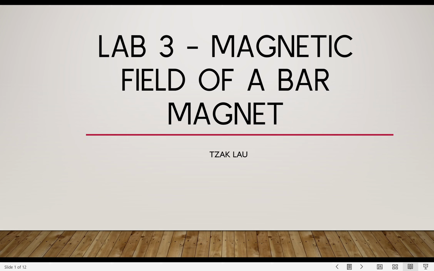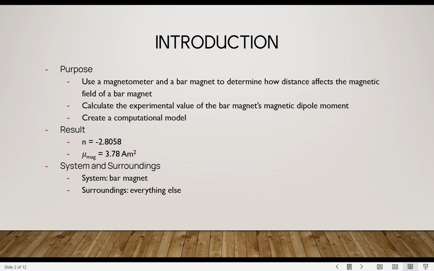Good afternoon. Today I'll be presenting our third lab, which is focused on exploring the magnetic field of the bar magnet. In this experiment, we used the magnetometer and the bar magnet to investigate how distance affects the magnetic field. Our goal was to calculate the magnetic dipole moment of the bar magnet and to create a computational model to simulate the results. The key outcome of our experiment was determining that the magnetic dipole moment, or μmag, is approximately 3.78 A·m². Additionally, we used this setup to explore the relationship between the bar magnet and the system and its surroundings.